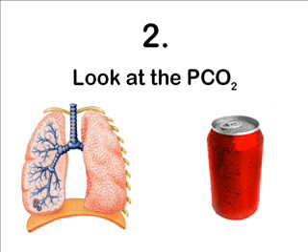Step 2 is to look at the PCO2. This tells you about the respiratory component of the patient's acid-base imbalance. The way to remember this is that CO2 is part of the air that you breathe out when you exhale. A higher than normal PCO2 is generally associated with an acidosis. The way to remember this is to think of a fizzy drink. A fizzy drink has carbon dioxide dissolved in it, and that gives it a slightly sour, sort of acidic taste. So if you remember it like that, you'll be fine.